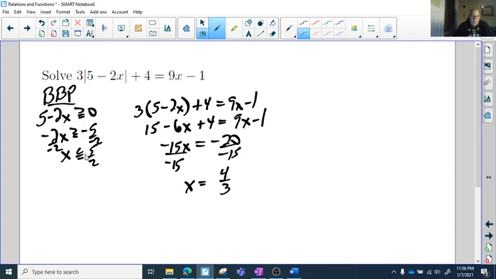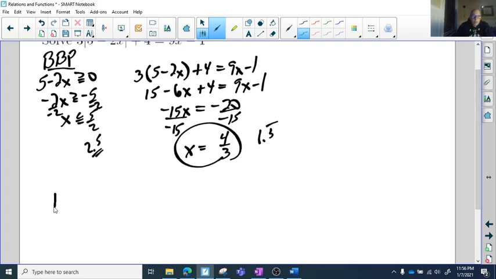4/3 is not less, yes it is, sorry. 5 over 2 is 2.5. 4/3 is 1.3 repeating, 1 1/3. So this is less than 5 halves. So I am going to accept that answer.